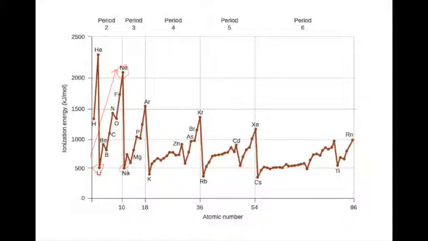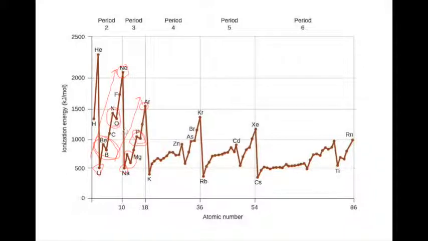And then here, period 3 starts with sodium to argon. Again, the ionization energy tends to increase from left to right there. But here we see that exception between beryllium and boron. There's a slight dip, and also between nitrogen and oxygen. And we see that here from magnesium to aluminum, and between phosphorus and sulfur.